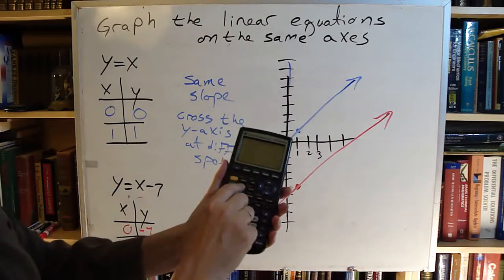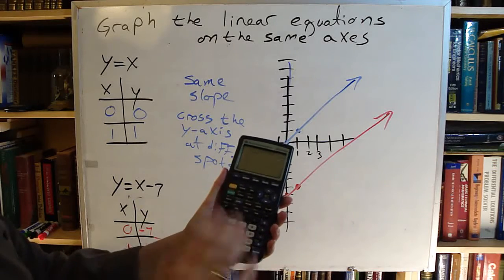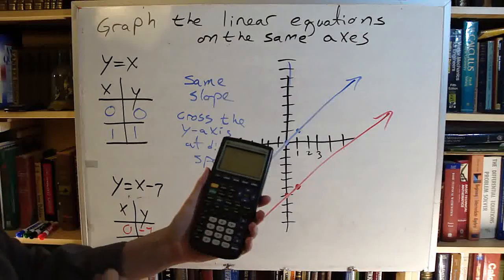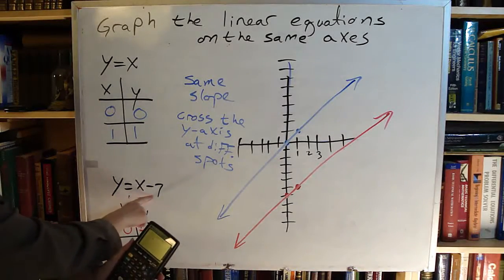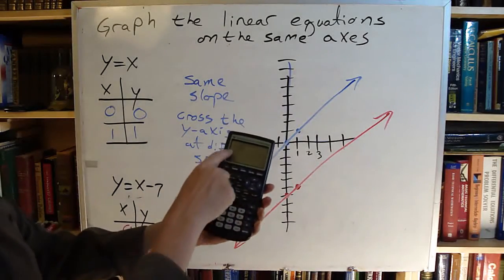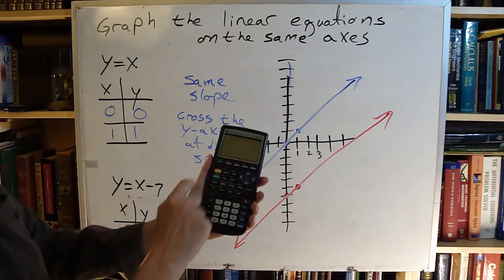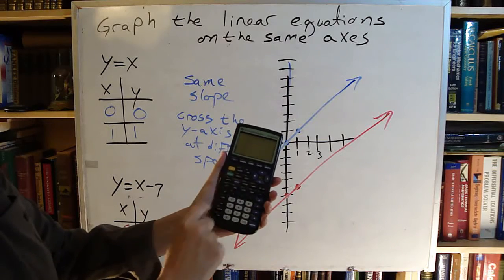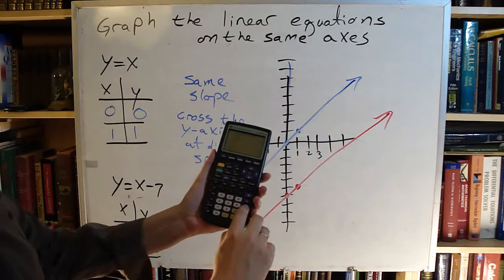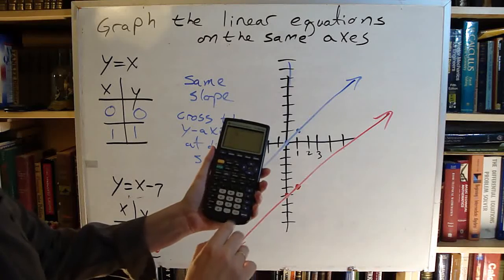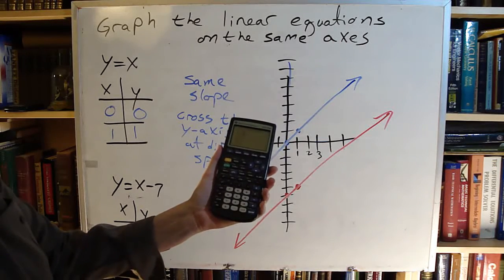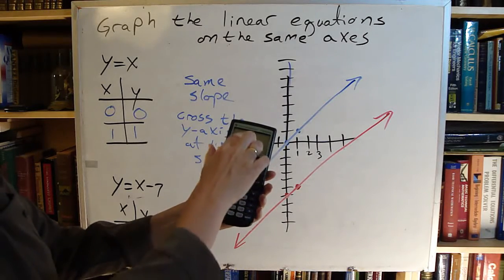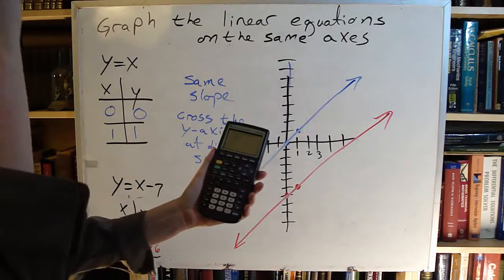For my first equation, I'm just typing y equals X. Done. Enter. My second equation, y equals X minus 7. It already has the y equals up here, so I type in my X button, then minus 7, and enter. So now I have my two equations written so I can graph them.